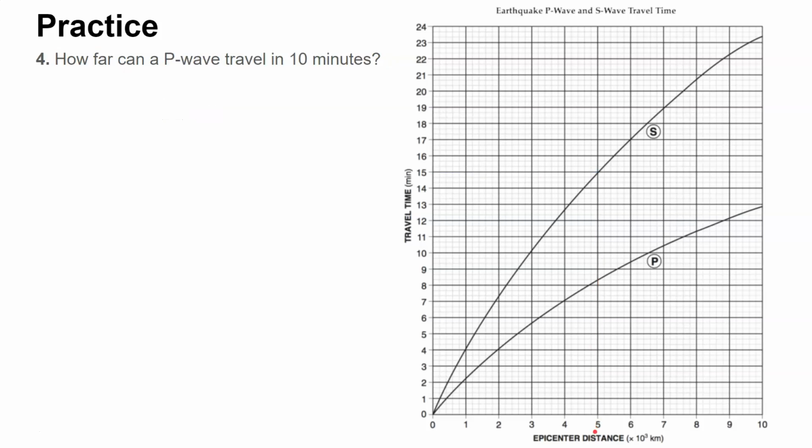Our fourth example, how far can a P wave travel in 10 minutes? So again, we're looking for a distance. So we're going to end up on the x-axis. Here we're dealing with a P wave and a travel time of 10 minutes. So we start at 10 minutes, go over till we intersect the P wave, and then we're going to go down to the x-axis. And we're at a distance of 6,600 kilometers.